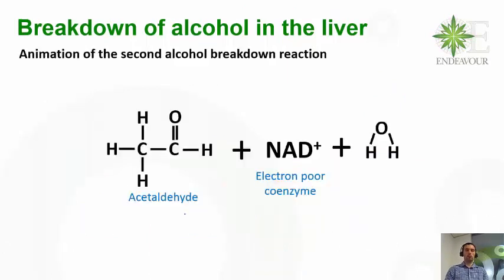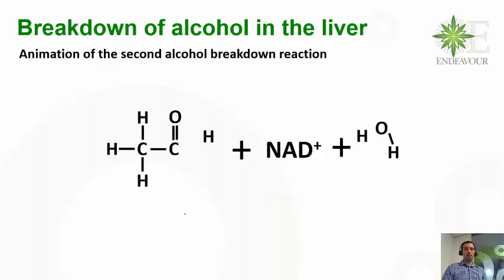Alright, so let's have a look at a short animation to see how all this comes together. We're starting off with the acetaldehyde and also our electron poor coenzyme. Whenever you see one of these coenzymes like this, you automatically get a hint that it's a redox reaction, because they're the types of chemical reactions that these coenzymes facilitate. If you ever see an NAD plus or an FAD and you're wondering what type of chemical reaction it is, you can remember that they're always present in redox reactions. There's going to be oxidation and reduction taking place if you see one of these.